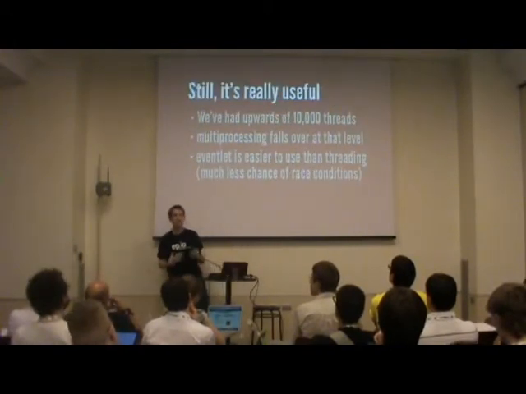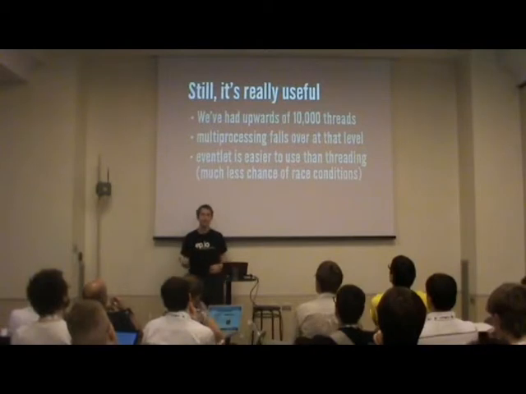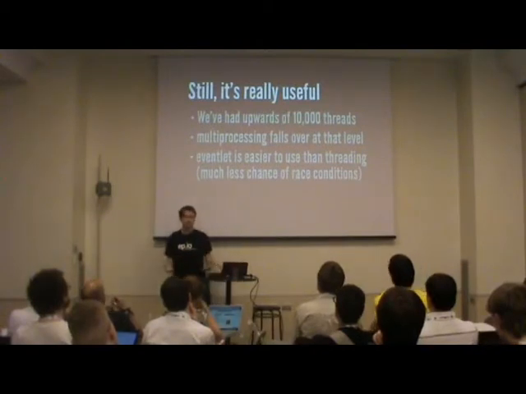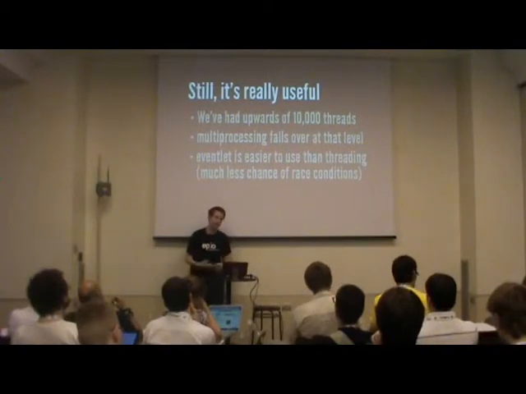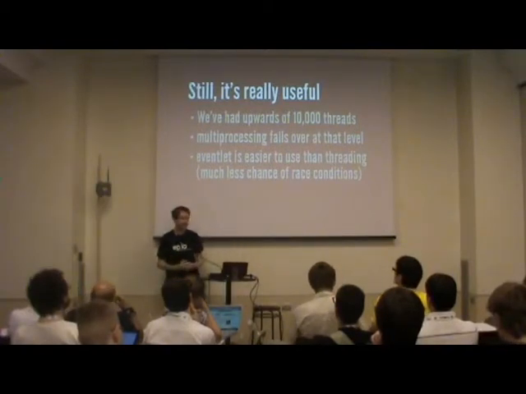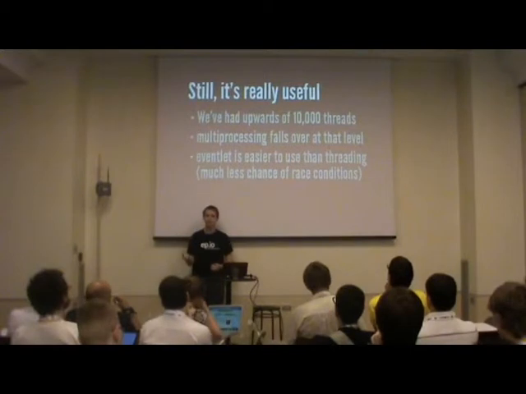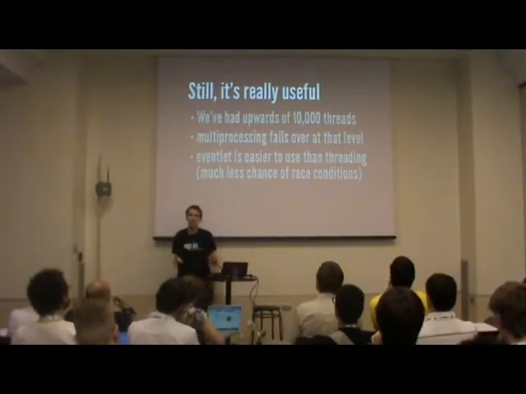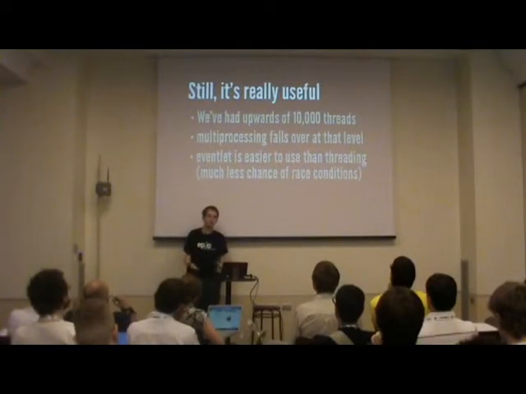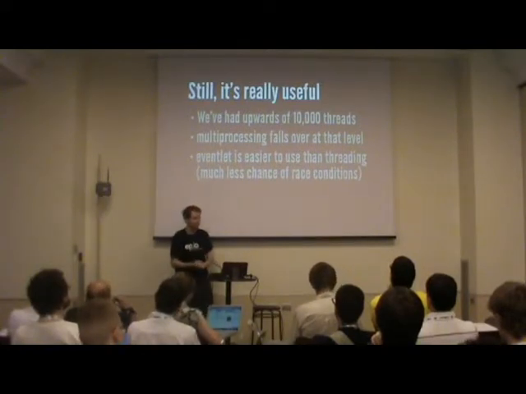Still, as I say, it's very, very useful. We've had upwards of 10,000 threads running in production, all doing useful work. Most of it, of course, is I/O bound because we've got a lot of networking, but still, keeping that much going at once is very handy for us. Multiprocessing, for example, falls over. You can't have 10,000 processes running at once in any kind of sensible box. And also, you get threading semantics that make things a lot easier.